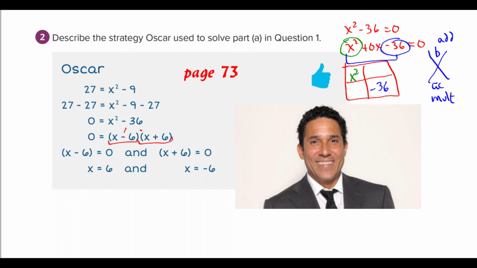All right, so I'm going to do that down here in green. A times c would be 1 times negative 36. That's a negative 36. And then b, remember there is no b, so we put a 0 up here. 2 numbers that multiply to negative 36 but add to 0, that would be negative 6 and positive 6. So these 2 numbers we're going to put in the 2 boxes here. The negative 6 will go here with an x, and the positive 6 will go up here with an x. Don't forget to add your x.